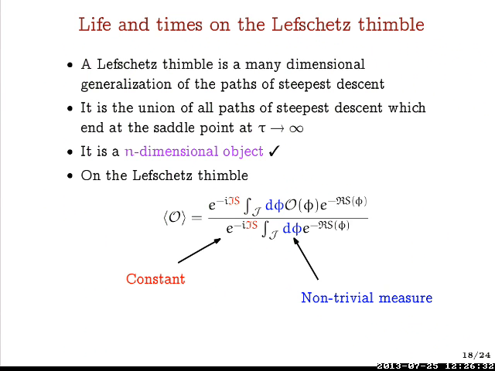And the answer is yes. There exists a many-dimensional generalization of this, and that is called a Lefschetz thimble. Imagine you have an action, you move to a saddle point, and then you try to construct the paths of steepest descent in every direction you can from that saddle point. Take the union of all paths. That'll give you a manifold in this complex space.